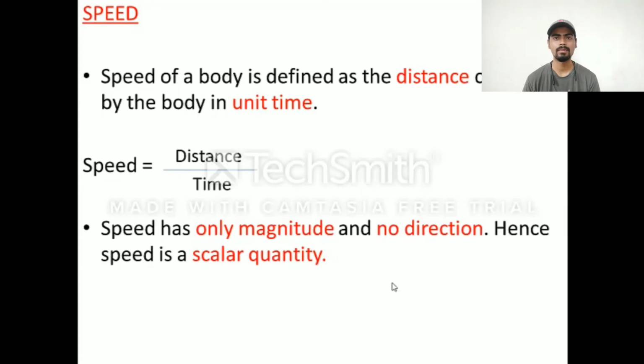So when we talk about speed, it gives only the information about magnitude, but it doesn't give information about direction. That is why it is known as a scalar quantity. But if I compare speed with velocity, in velocity we have magnitude as well as direction. Then we cannot say it is a scalar quantity, we say it is a vector quantity. That is the basic difference between a scalar quantity and a vector quantity.